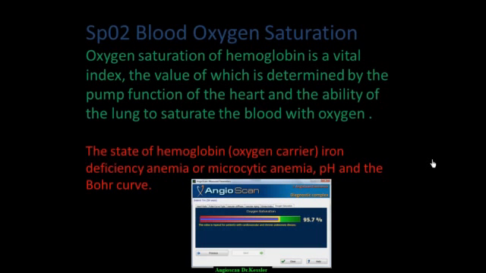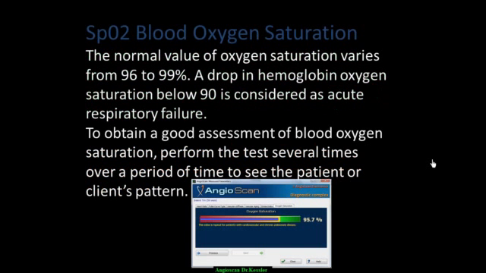There's something in physiology we call the Bohr curve. If the blood pH goes too alkaline, that affects the hemoglobin's ability to release the oxygen to the tissues. It holds on to it too tightly. So there are some factors when we talk about oxygen saturation. The normal value of oxygen saturation varies from 96 to 99%. A drop in hemoglobin oxygen saturation below 90 is considered acute respiratory failure, and obviously a pretty serious situation. To obtain a good assessment of blood oxygen saturation, perform the test several times over a period of time to see what the person's pattern is.